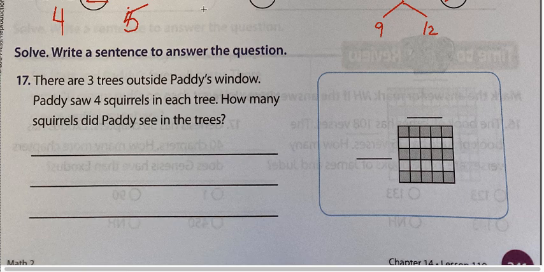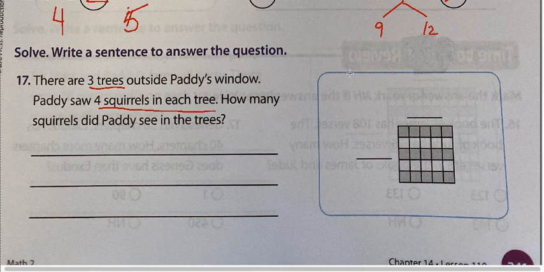Here in number 17, it says, there are 3 trees outside Patty's window. Patty saw 4 squirrels in each tree. How many squirrels did Patty see in the trees? So first, let's underline the important information. One of them is 3 trees. And then, what's the next one? 4 squirrels in each tree.